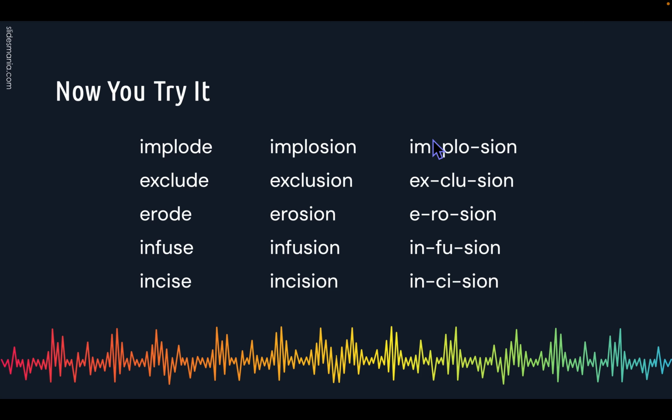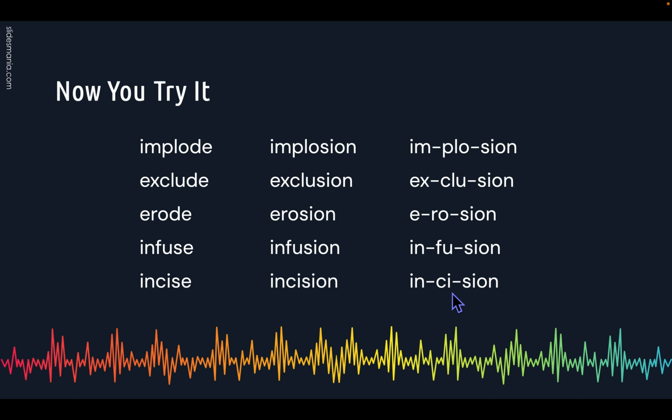All right, we have the prefix im, so we split here. We split before our suffix: implosion. Split after the prefix, before the suffix: exclusion. After a vowel, before a single consonant, and before a suffix: erosion. After a prefix, before the suffix: infusion. After a prefix, before a suffix: incision.